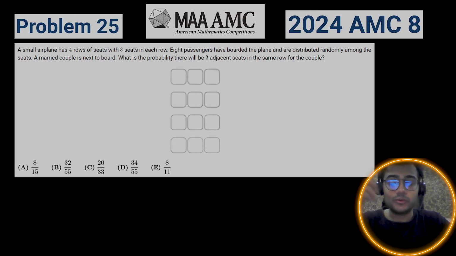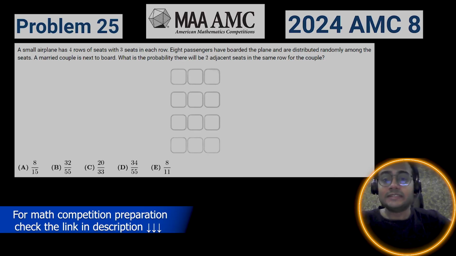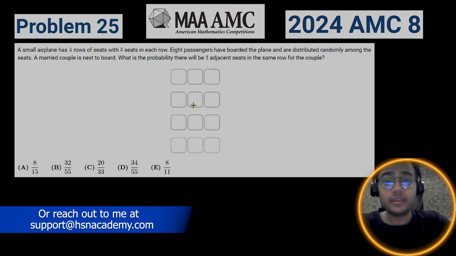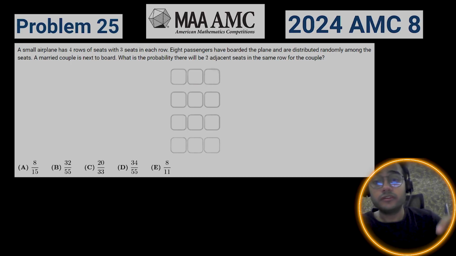Okay, so the hard one. Let's see. In this problem, we have four rows of three seats in an airplane, and we have already boarded eight passengers distributed randomly on these seats. Then a married couple comes next, and they want to find the probability that there will be two adjacent seats in the same row for the couple. What is the probability of that?